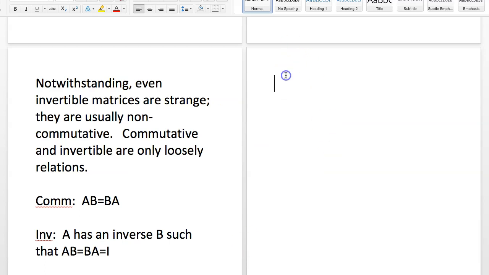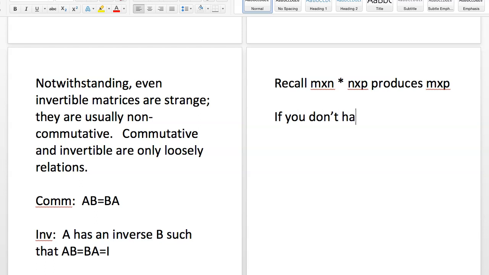But anyway, now if you multiply two matrices, recall, if you have m rows by n columns, and you multiply that by a matrix that has n rows by p columns, it produces a matrix with m rows and p columns. If you don't have this set up, you can't multiply matrices. You just can't do it. Okay.